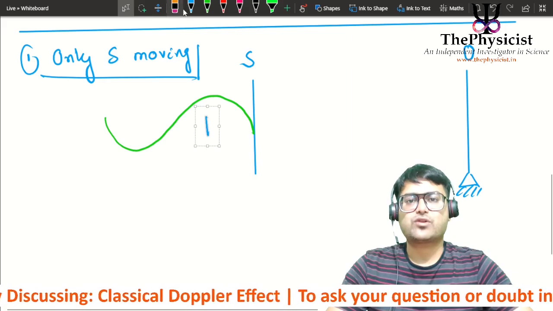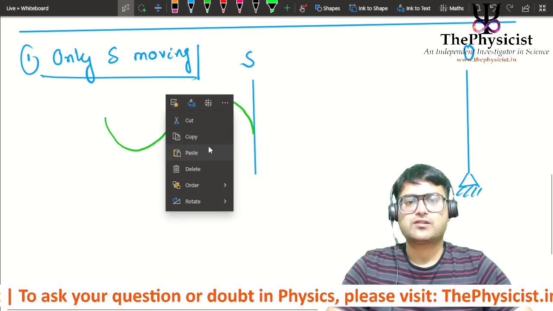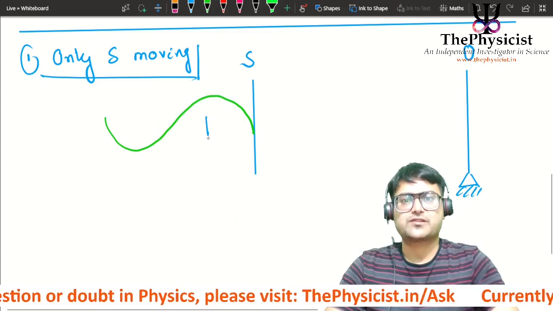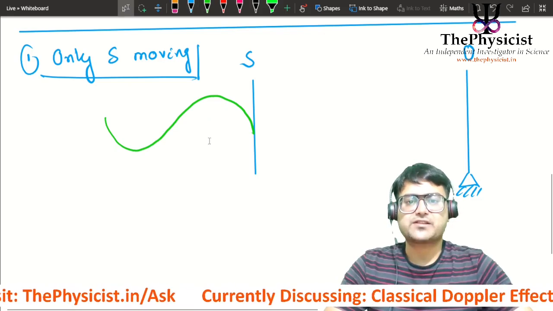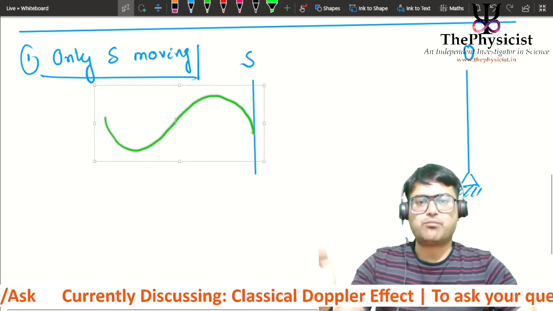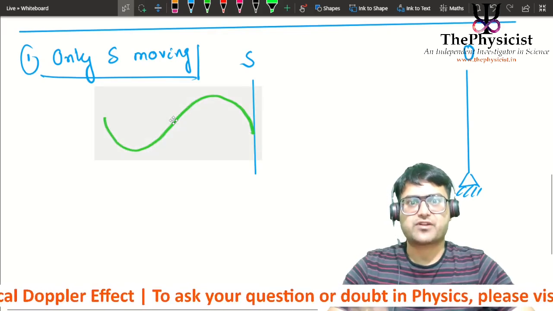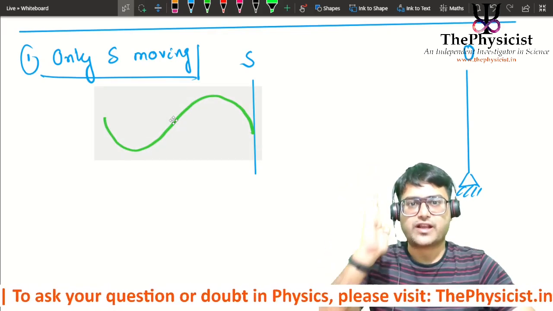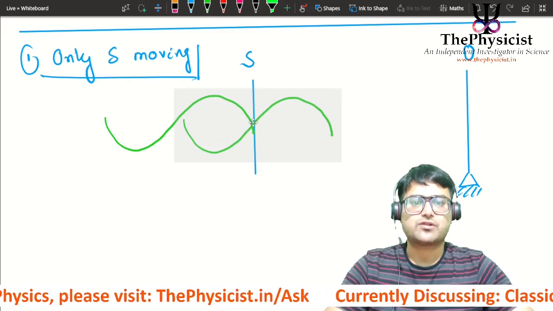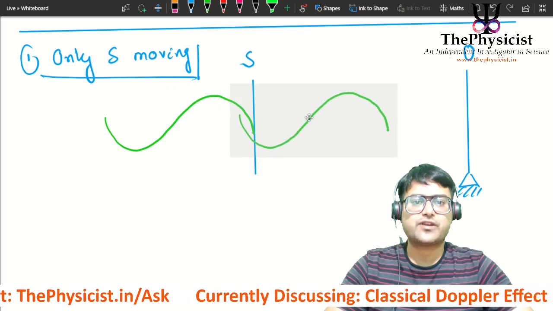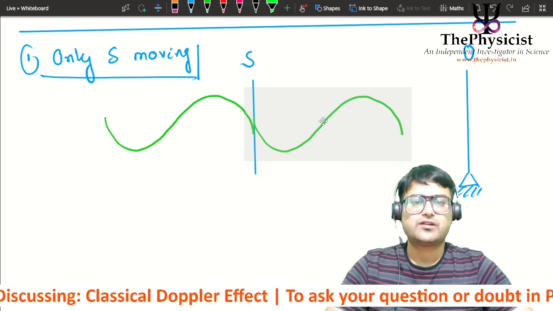It is about to come out of the source. This particular wave in green is about to come out of the source. Now, let's suppose we started the timer now. The source is turned on right now. The wave starts to move towards the observer now. Gradually, the entire wave will be coming out of the source.